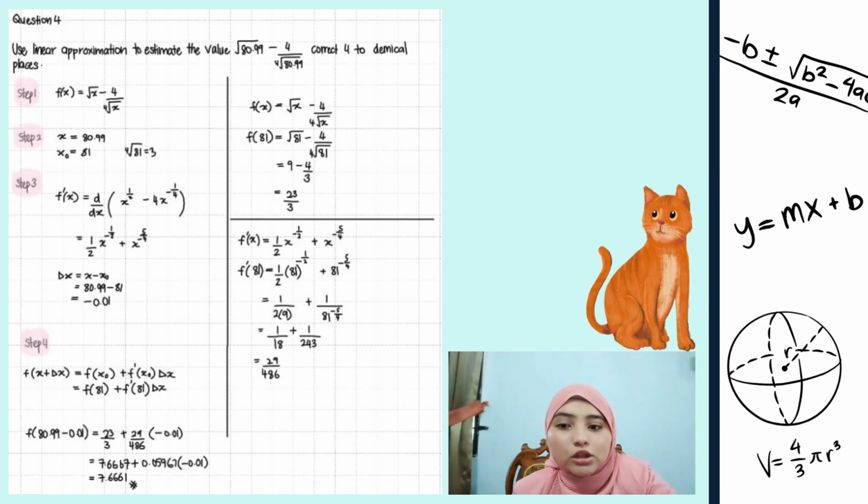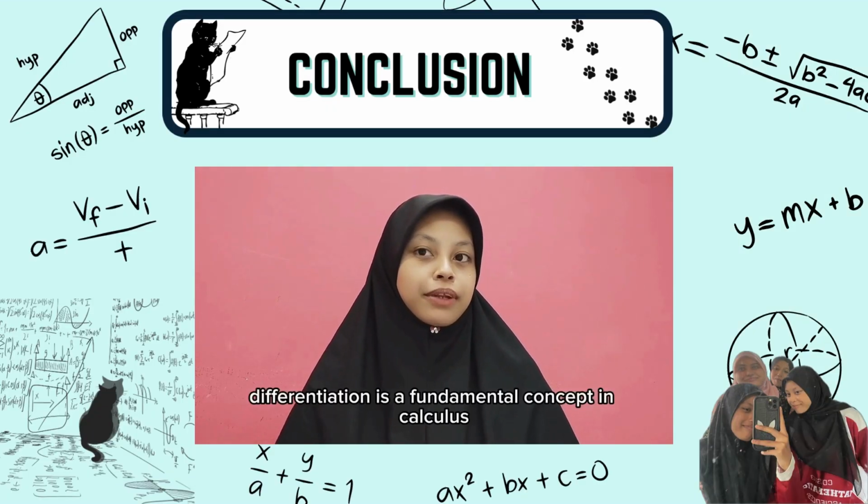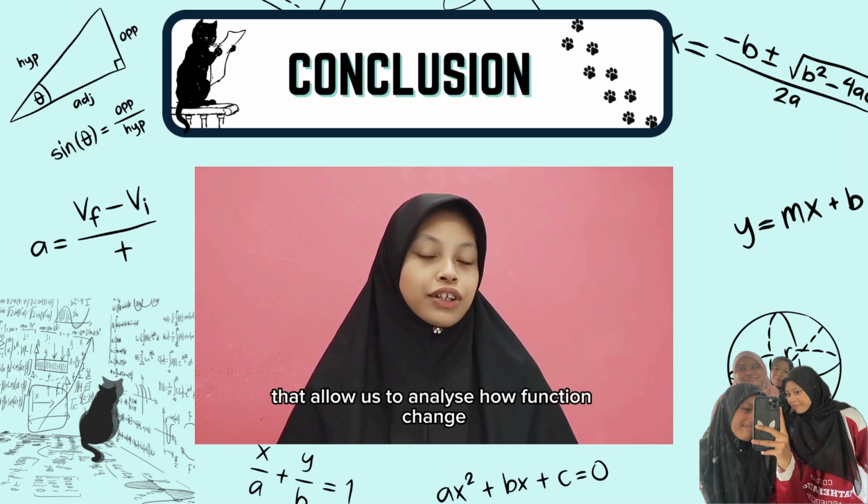Now we need to substitute. f(80.99), with change of x equal to negative 0.01, equals 2 thirds divided by 3 plus 0.05144 multiplied by negative 0.01. We can get the final answer 7.661, because the question asks for four decimal places.